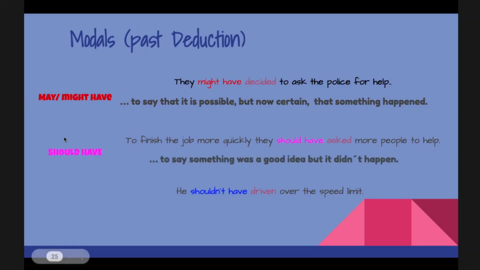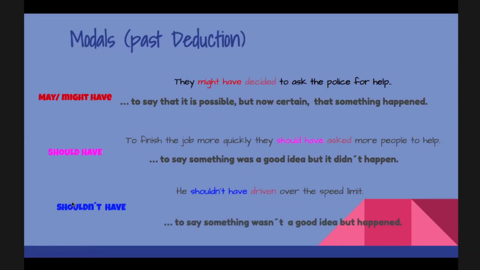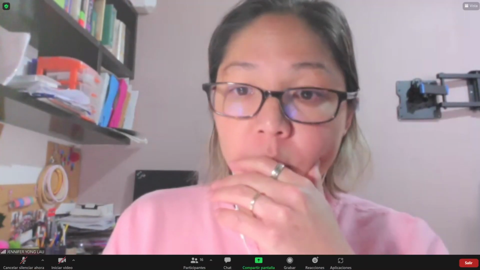Then, should have, to say something was a good idea, but it didn't happen. To finish the job more quickly, they should have asked more help, pero no lo hicieron. Era una buena idea que hubiesen contratado a más gente, but they didn't do it, okay? Y el otro es algo que no era buena idea, but it happened. So he shouldn't have driven over the speed limit. No era buena idea, pero aún así él lo hizo. Okay? So problems, questions, or complaints up to here. So as long as you remember the meaning and understand the meaning, you are safe.